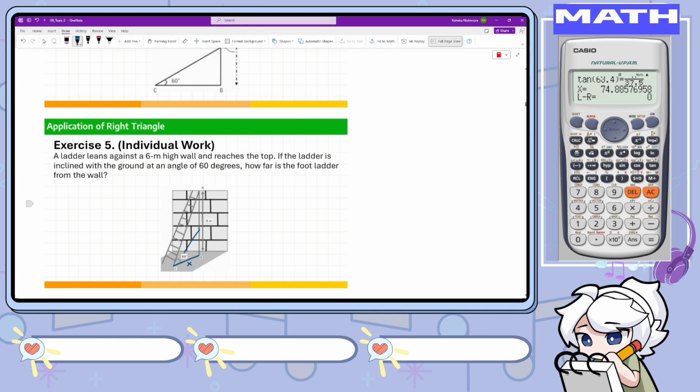If we have this, this is indeed opposite. And this is again adjacent. Same thing, TOA again. Tangent of 60 is equal to 6 over X. Use your calculator. Tangent 60 is equal to 6 over X. Your answer is approximately 3.46 meters.